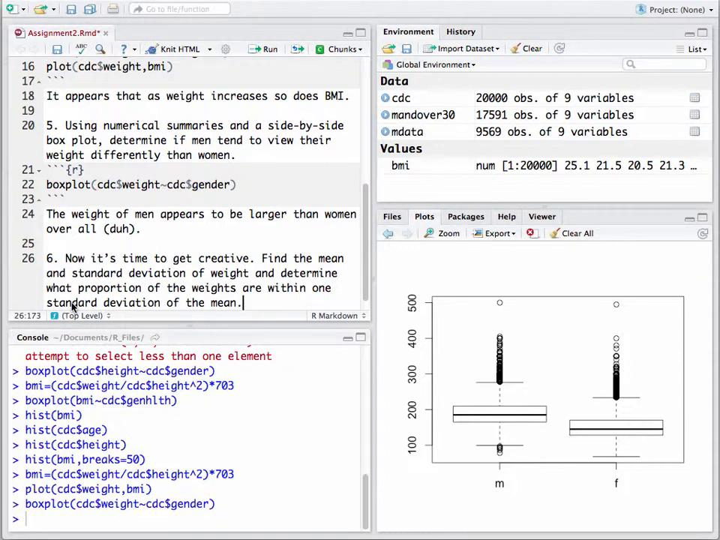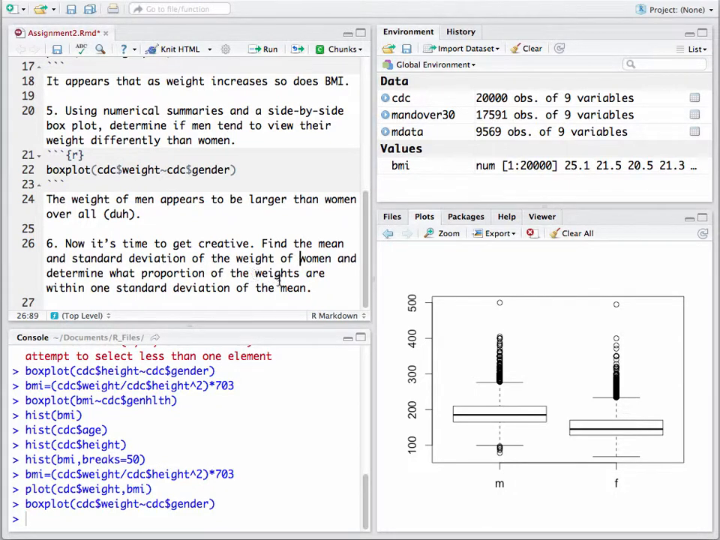So it would make sense to find out what the interval of the weights is within one standard deviation of, say, women or men. And so we'll just pick one of them and we'll go with men. Excuse me, females, not men. We're going to go with women. So find the mean and the standard deviation of the weight of women. And then determine what proportion of the weights are within one standard deviation of the mean. Okay, so let's get going on this.